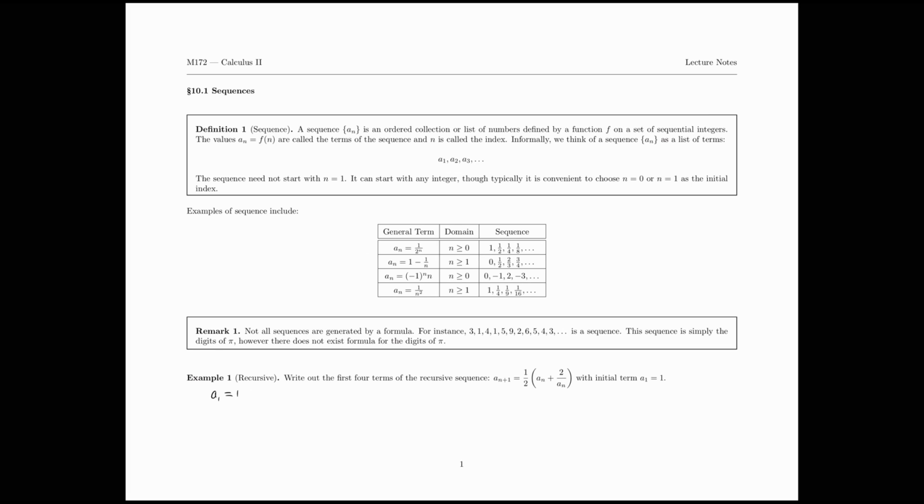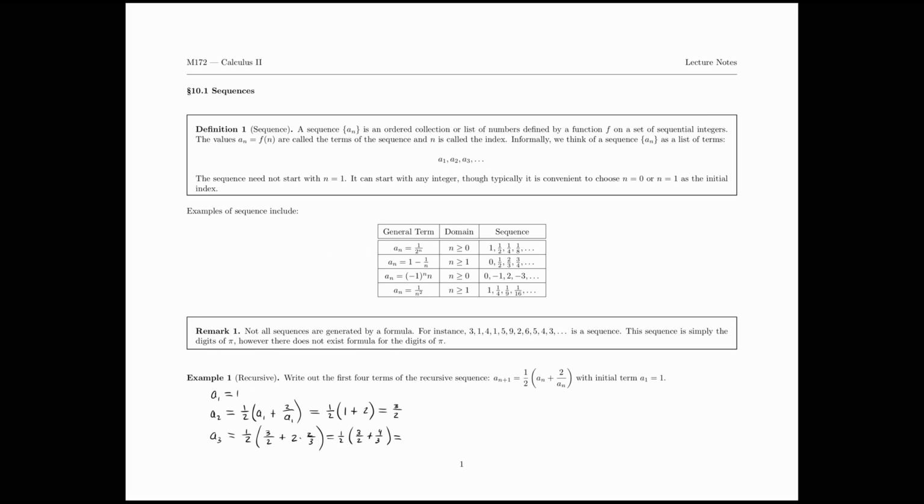So a1 is 1. For a2, this is 1/2 the value of the previous term plus 2 over that previous term. So this is 1/2 times 1 plus 2 over 1, which is 3/2. Then we can figure out a3 by doing the same thing. It's a half times the quantity, the previous term, plus 2 divided by the previous term. So I'll divide by 3/2 and write this as 4/3. So this is a half times the quantity 3/2 plus 4/3. Common denominator here.